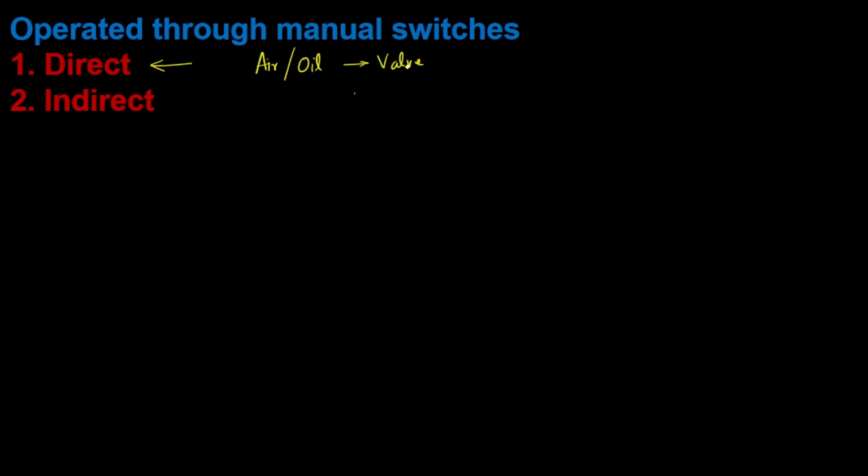So this is the meaning of direct control. While we will see the indirect control, the relation of direct versus indirect will be much more clear. So let us quickly create a circuit.